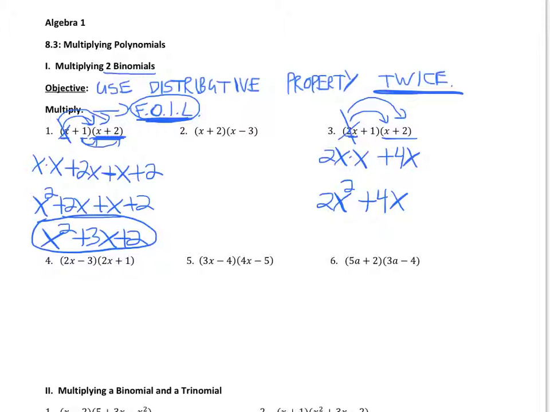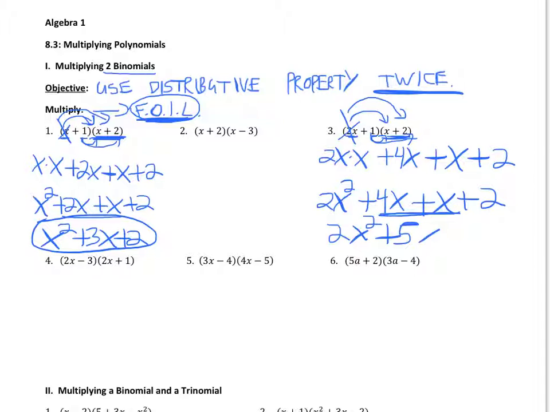Then I'm going to distribute 1 to the x plus 2. So 1 times that x is just 1x, or just positive x. And then 1 times this 2, well, 1 times 2 is positive 2. And then I'm going to bring down the plus x and the plus 2. Very similar to number 1, you're going to see this happen a lot. You always see a lot of patterns when doing math problems. The two middle terms are the only like terms I can combine. 4x plus x is 5x. So we end up with 2x squared plus 5x plus 2.